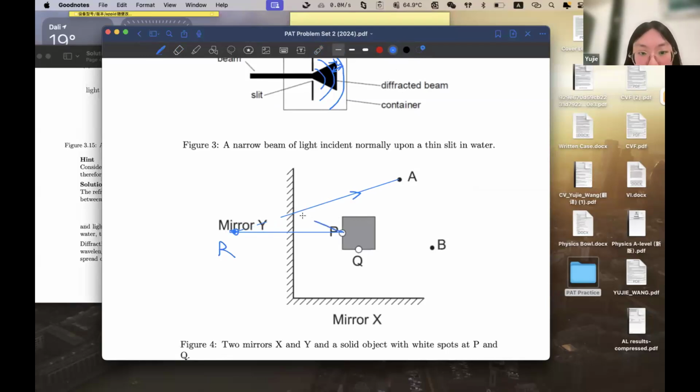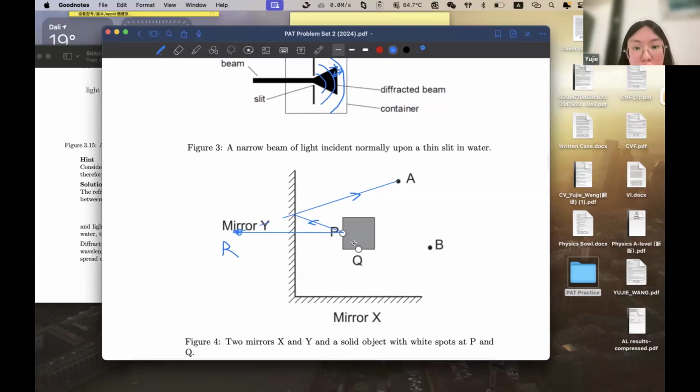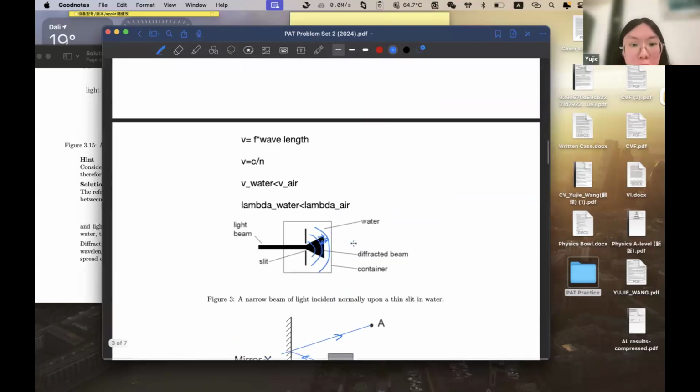So the incident light ray would just be the connection between point P and the point of reflection. So it goes this way. That's it for part A.